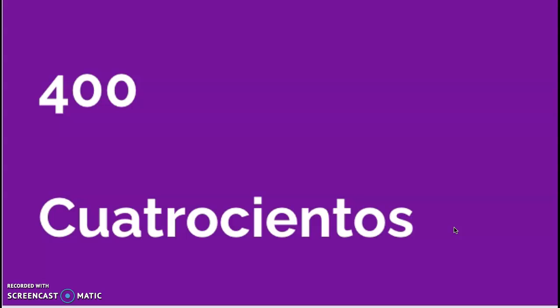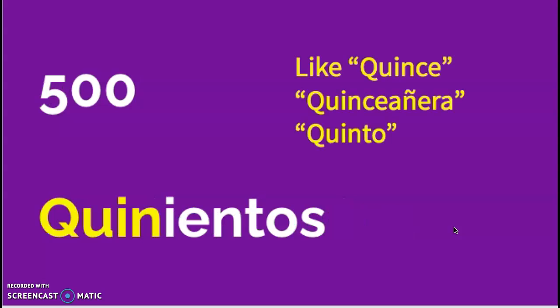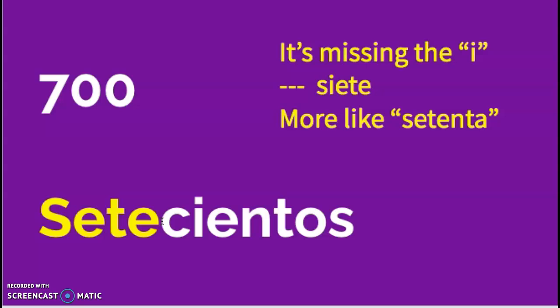Cuatrocientos for 400. But it gets a little tricky with 500. So they use the word quinientos, like quince, quinceañera, quinto, which means fifth, like la quinta hora. So notice there's no C here, and I just use quinientos for 500. Then it goes back to normal for 600. I just put the number 6 in front of it.